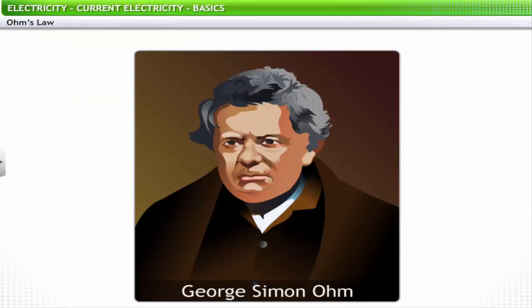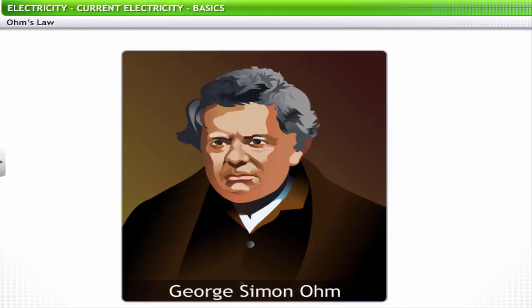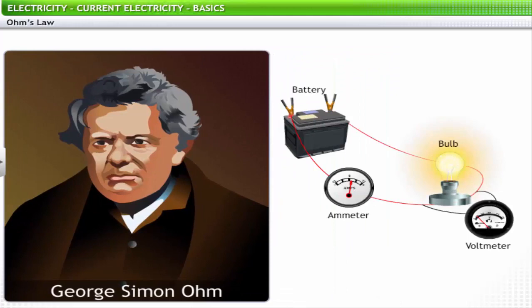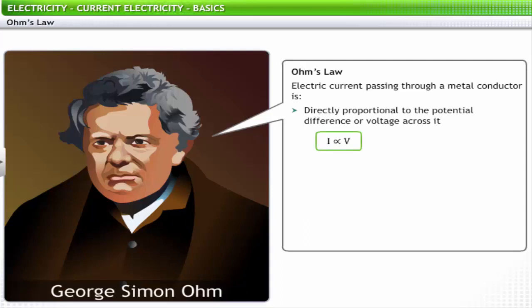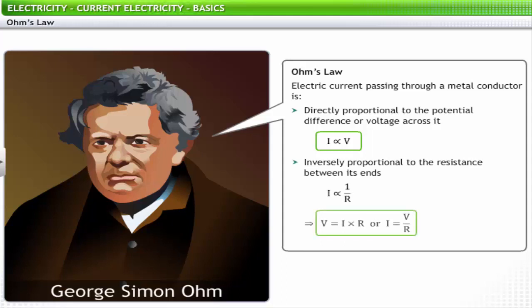In 1827, a German scientist, George Simon Ohm, conducted a series of experiments to study the variations in electric current when the potential difference across a conductor was changed. With the findings of his experiments, he postulated Ohm's law, which explains the relationship between electric current, voltage, and resistance. Ohm's law states that electric current through a metal conductor in a circuit is directly proportional to the potential difference or voltage across it, and inversely proportional to the resistance between its ends.